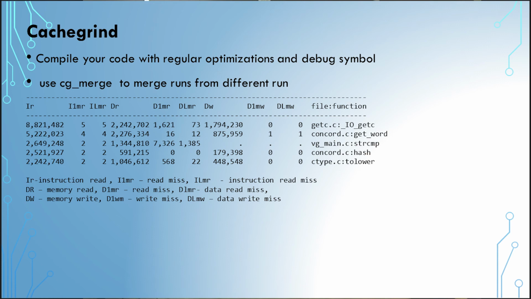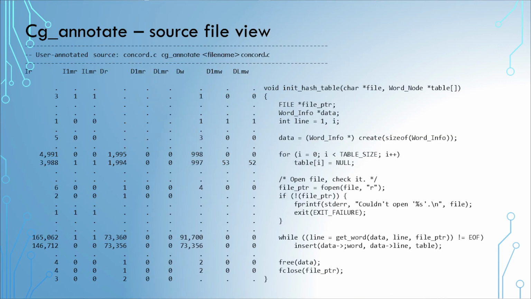When you do CacheRun, you should compile with the default optimization that you use, and you should include debug symbols, of course. You can do a few runs and use CGMerge to combine the results, and then it will show you, for each function, instructions read, misses, and read misses. But I think a better view is this. For each line of your code, you can see the reads and the misses, and then you can really understand in the data path how much each line costs you, and maybe understand if you can optimize it somehow.